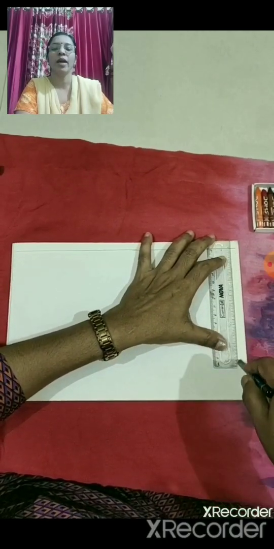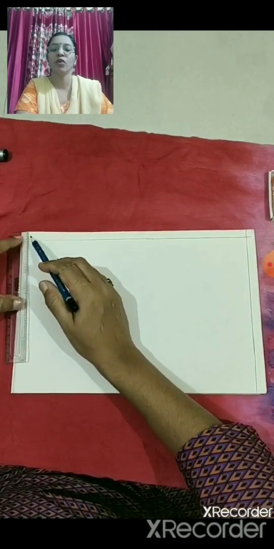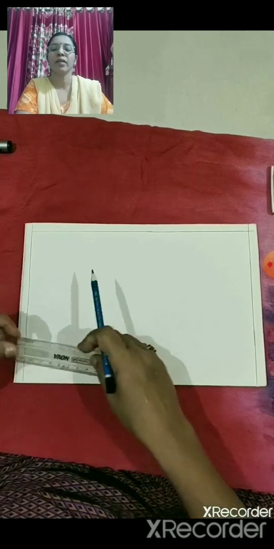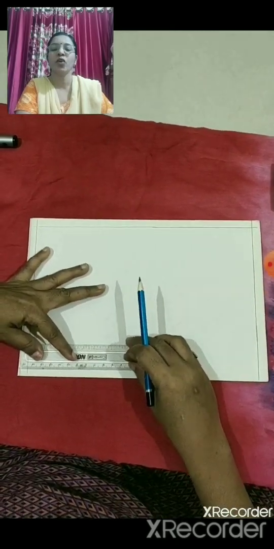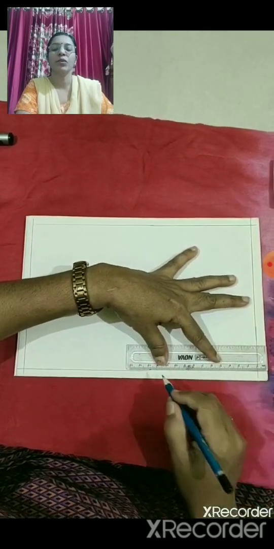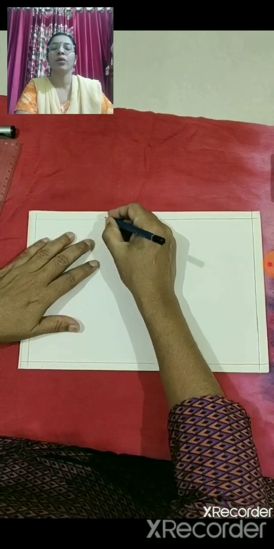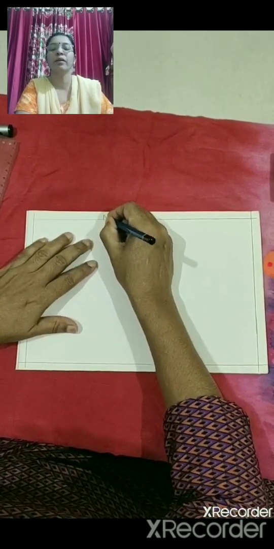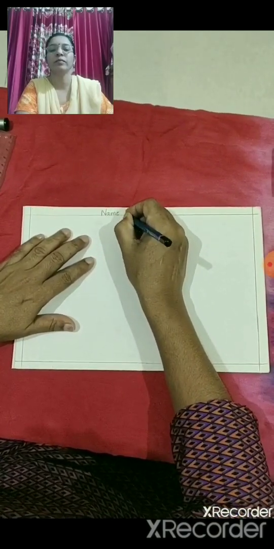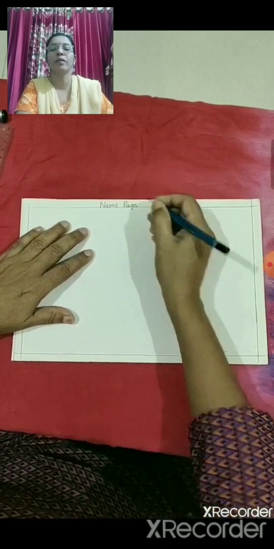Children, you all have to observe properly how teacher is drawing. Yes. Now we have finished drawing the border lines. Use scale to draw the lines. Now we are going to write the topic. So what is today's topic? Name page. Don't forget to write the topic.